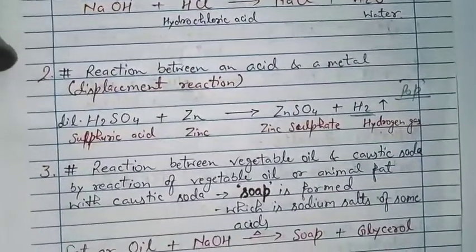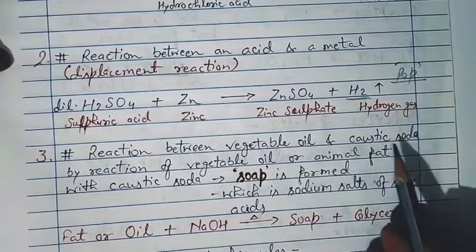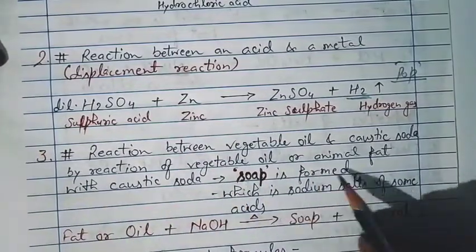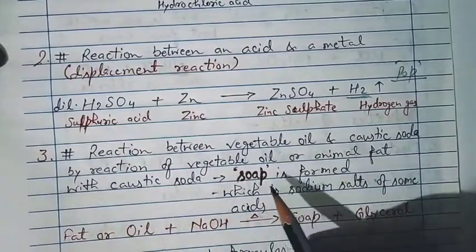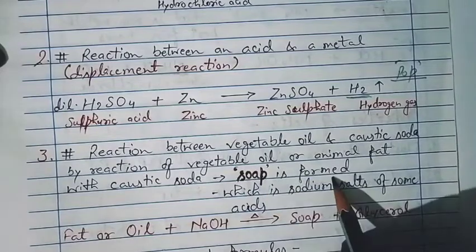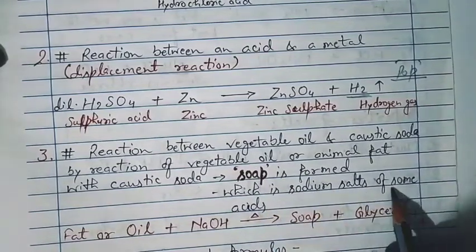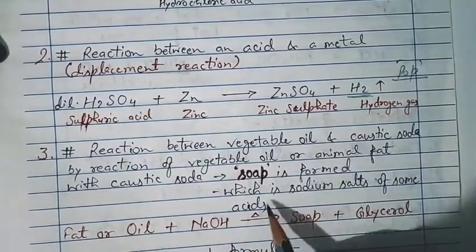Okay, fine. Now the next point is the reaction between vegetable oil and caustic soda. By reaction of vegetable oil or animal fat with caustic soda, the product formed is soap. Soap is formed. Soap is what? Soap is a sodium salt of some acids, means the salt in which sodium metal is present.